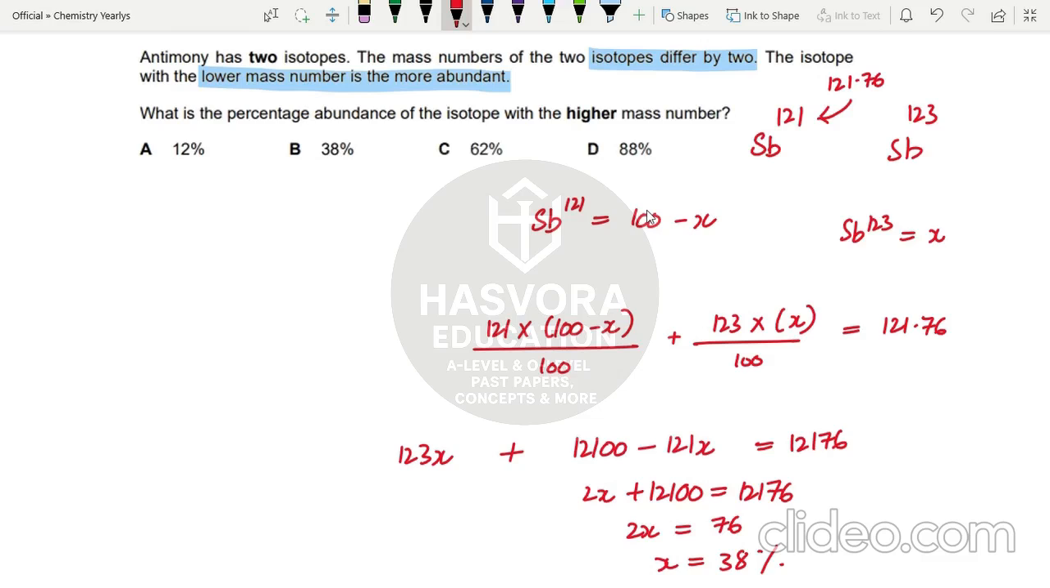Even if it comes higher, if we just do the reverse, taking 100 minus x for 123, it would have come like 62%. But you know that the lower mass has a higher percentage, so the other one will have lower than it. So that one will be for sure for the lower mass isotope, and this one will be for the higher one, and they are actually asking us about the higher, so this will be B.